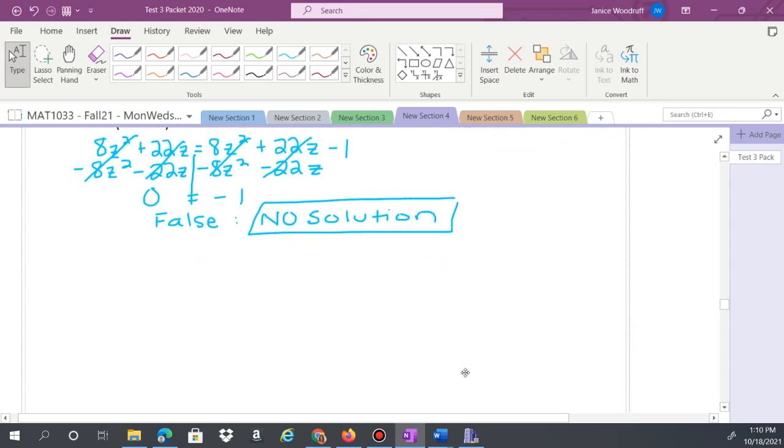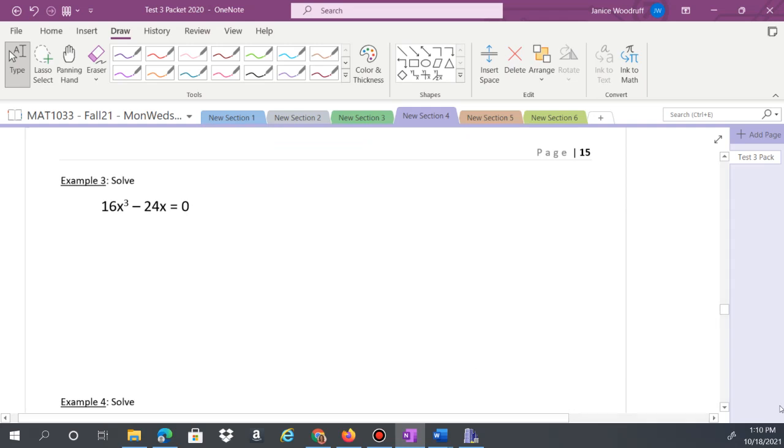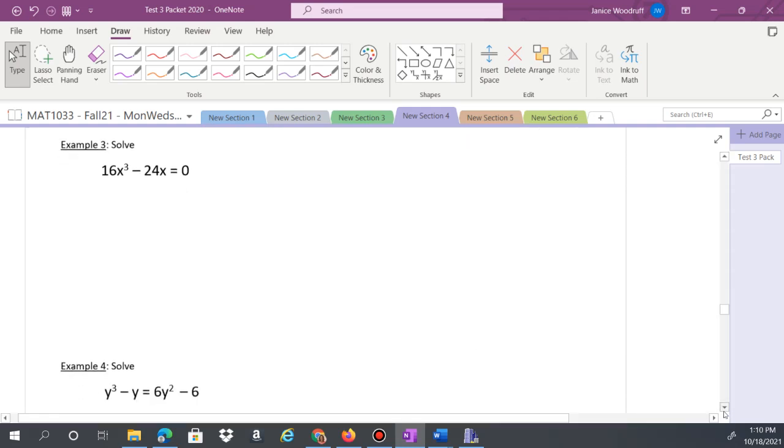Okay, let's take a look at example 3. So here I have 16x cubed minus 24x. So I should have 3 x's. Just looking at that first, so 3 answers. Now it's only 2 terms. It's already set equal to 0.